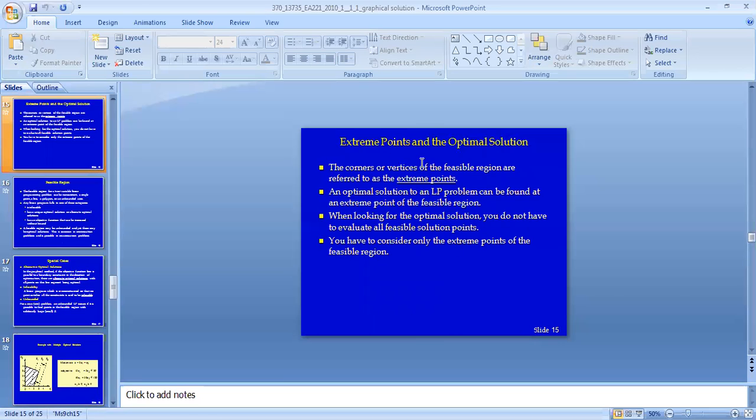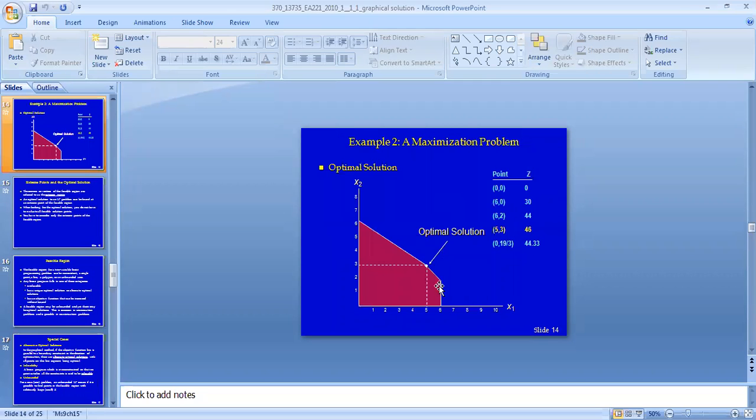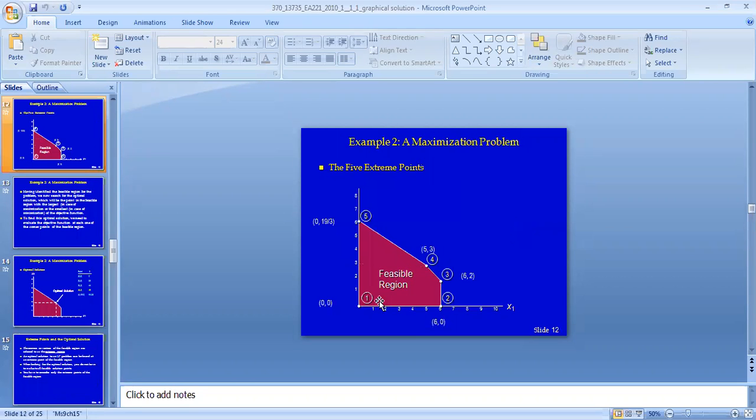Extreme points and the optimal solution. The corners or vertices of the feasible region are referred to as the extreme points. Here how many corner points? 5 corner points. This is also called extreme points of the feasible region, or corner points of the feasible region. Feasible region means in which region we have the solution. We will find our solution for the maximization problem. This is actually connected with the origin, remember it. But for the minimization problem, this region will be in the opposite direction.